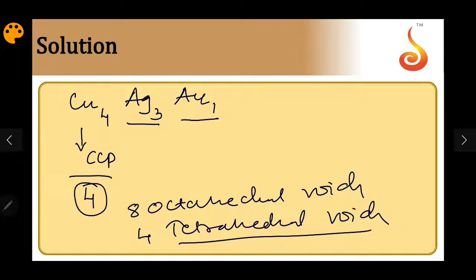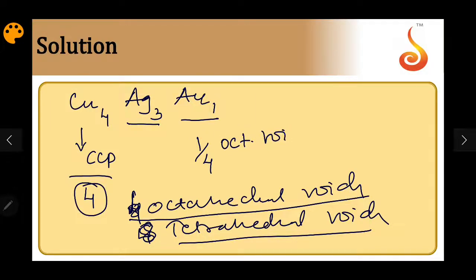So Ag is possible to be there in tetrahedral voids, which means 8. Tetrahedral should be 8 and octahedral should be 4. So 4 octahedral voids means gold is 1. So this can be 1 by 4 of octahedral voids. That's a possible location. 8 and 3 are there.